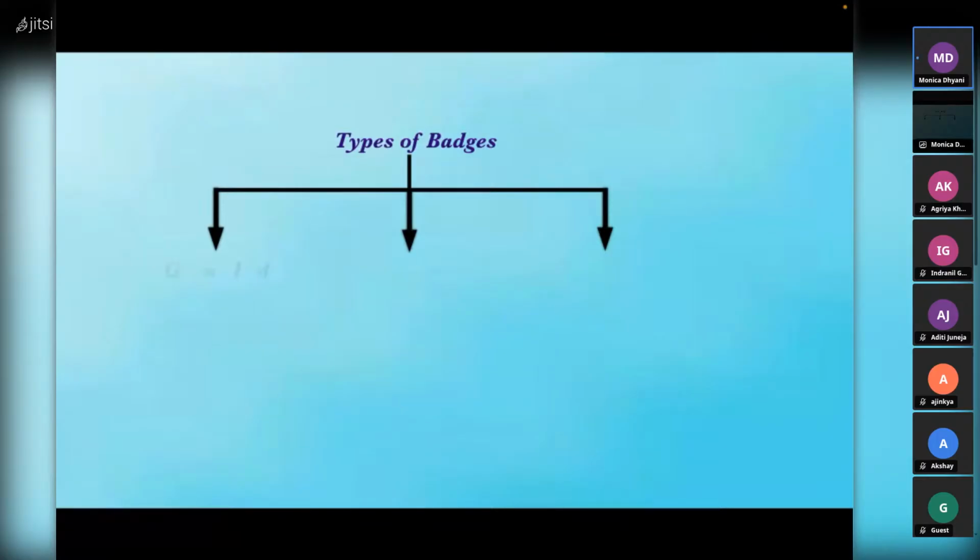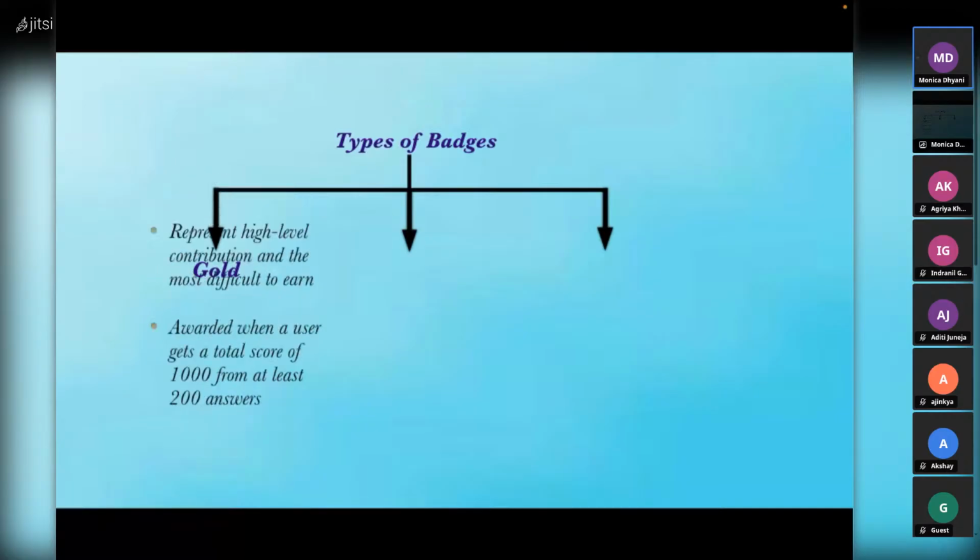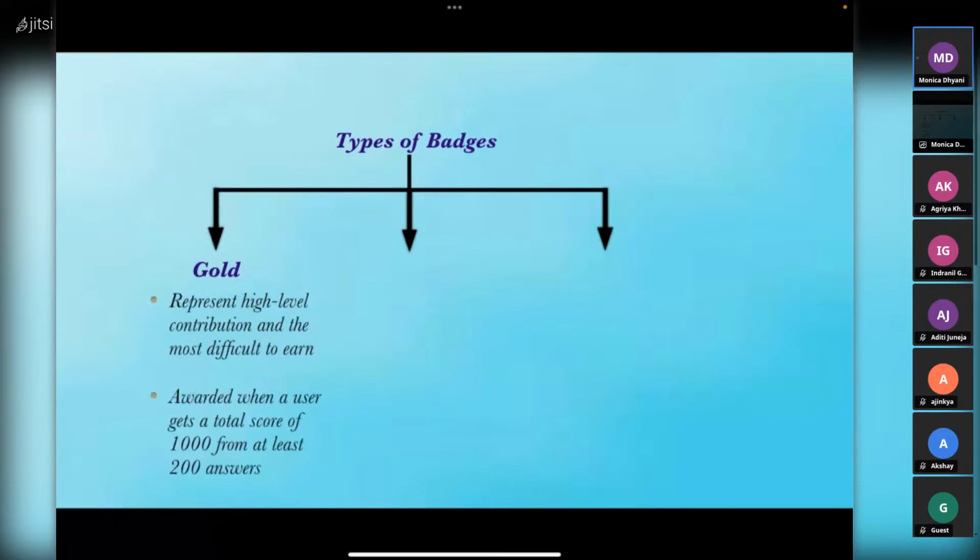So they are given different badges also as per their contribution. So gold badge is the most difficult to earn, and it has criteria for how it can be earned. It represents high level contribution and is the most difficult to earn, as I have already told. Awarded when a user gets a total score of 1000 from at least 200 answers.